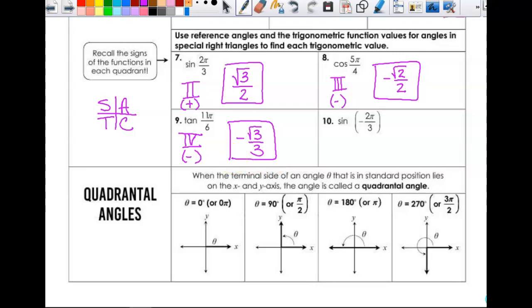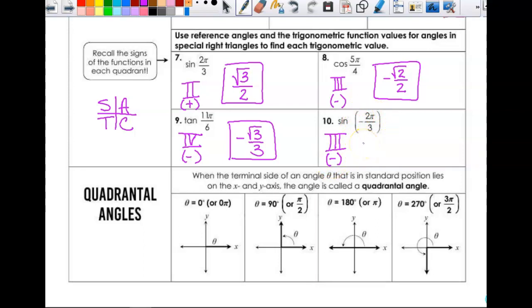Sine of negative 2 pi thirds. What quadrant is that in? Third. Okay, so I'm in the third quadrant. In the third quadrant, is sine positive or negative? Negative. The fact that I decide negative here has nothing to do with whether the angle is negative or not, right? So sine is negative.